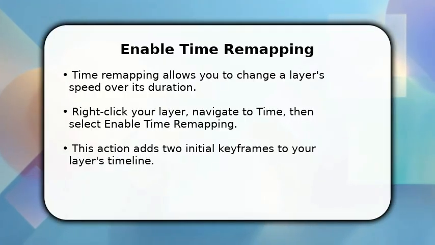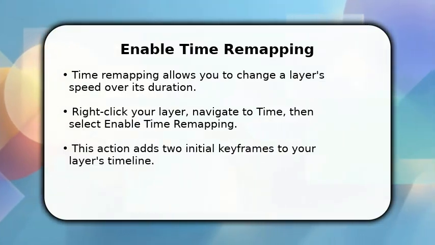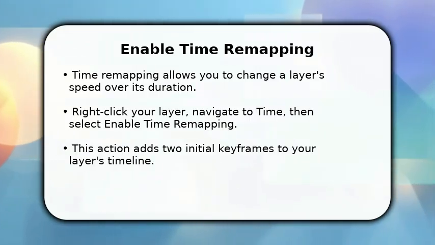In this video, I will explain how to use Time Remap in After Effects. First, import your footage into a composition. Select your layer in the timeline, then right-click and choose Time, followed by Enable Time Remapping.